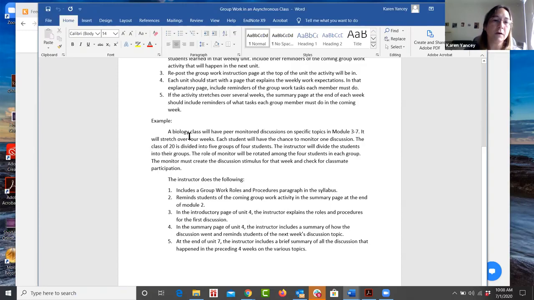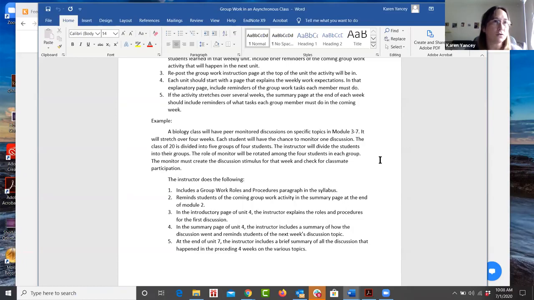Here's an example. A biology class will have peer monitored discussions on specific topics in modules 3 through 7. It will stretch over 4 weeks. Each student will have the chance to monitor one discussion in their group. The class of 20 is divided into 5 groups of 4 by the instructor. The role of monitor will be rotated among the 4 students in each group, and the monitor must create the discussion stimulus in their post.